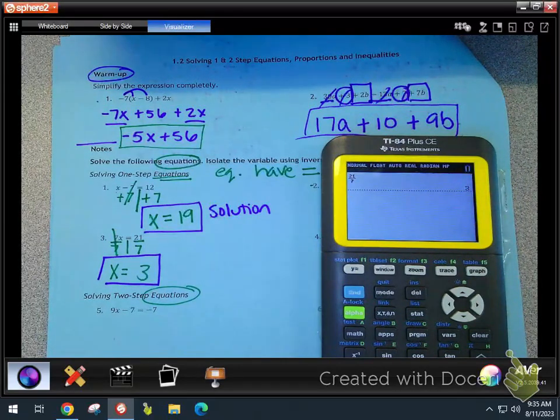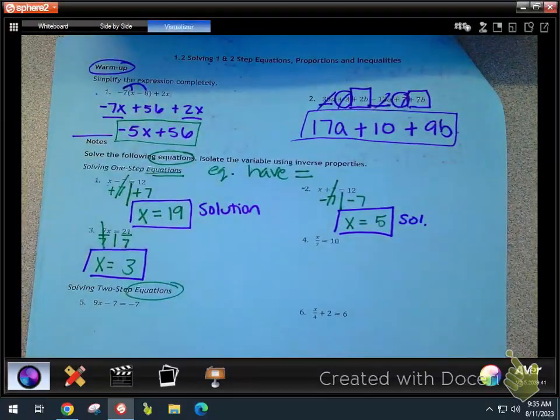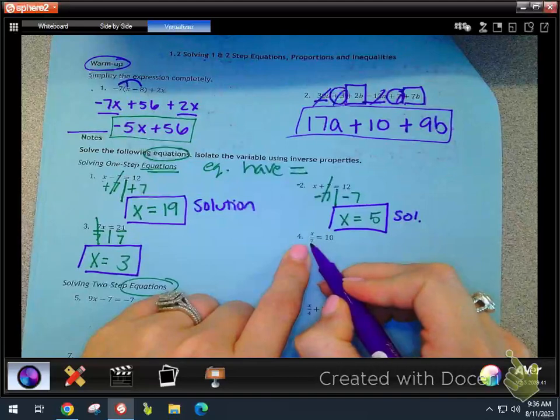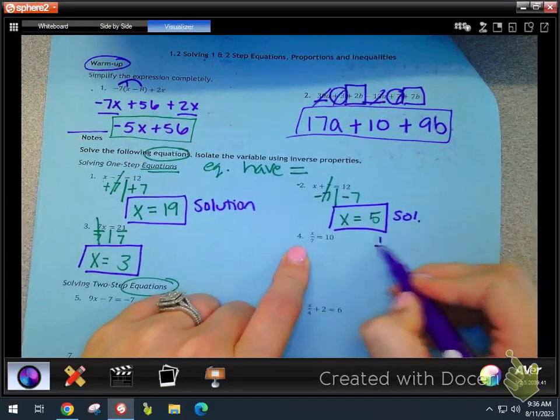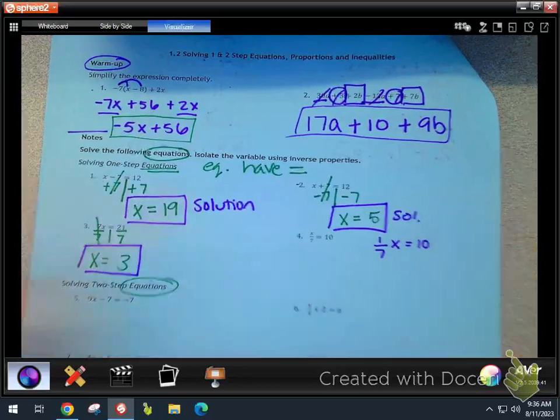So that's how we undo multiplication. What's happening on number 4? What's happening to x? It's being multiplied by 1/7. x is being divided by 7. Okay? You could see it like this. I actually like that you bring that up. You could see a problem written like this, or they could also write it like this, 1/7 x equals 10. It kind of just depends.